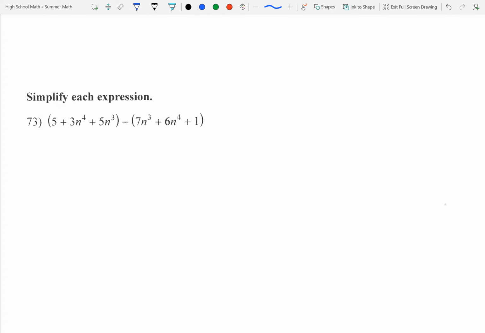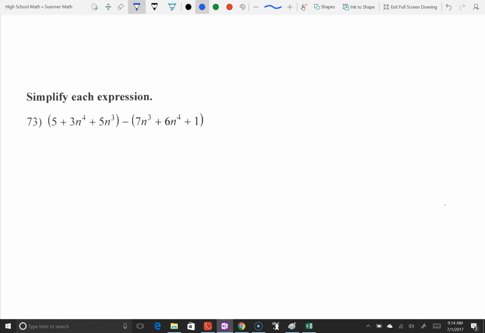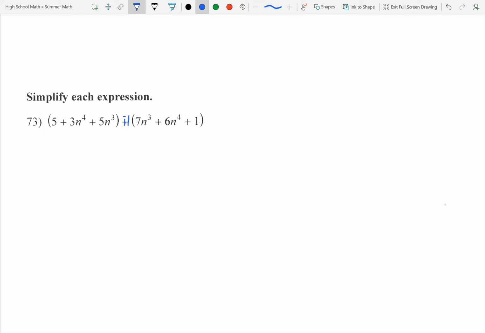Alright, when we are subtracting a polynomial expression, you could consider this a plus negative 1 here. It's like we're distributing a negative 1. We're subtracting each one of these quantities. It becomes minus 7n cubed, minus 6n to the 4th, and minus 1. That makes perfect sense. We were subtracting each one of these things. That's what we've done here. I don't need the parentheses around my leading polynomial.